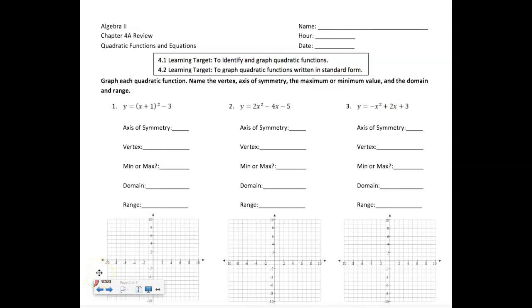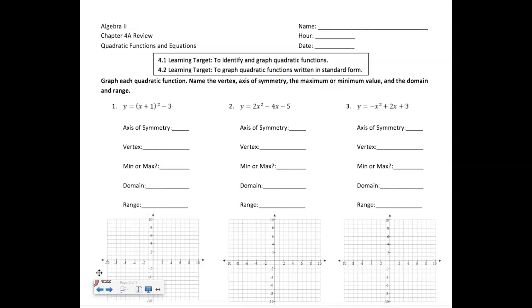This is day 1 of the 4A practice test for Algebra 2. Today we're just going to talk about graphing and axis of symmetry and vertex. And then our next video for day 2 will be all of our factoring.